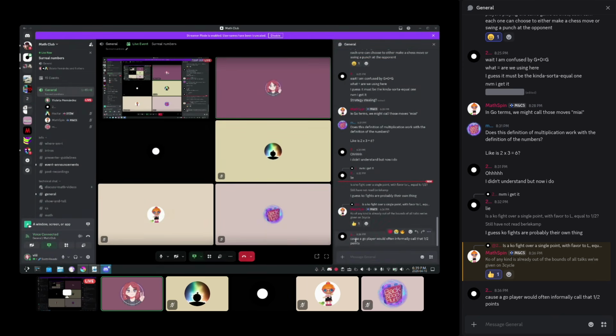Let me see if anyone has written anything here. Oh, we're still talking about Go. Sorry, I really wish that I could comment on this, but I don't know how to play Go. I should really learn someday.